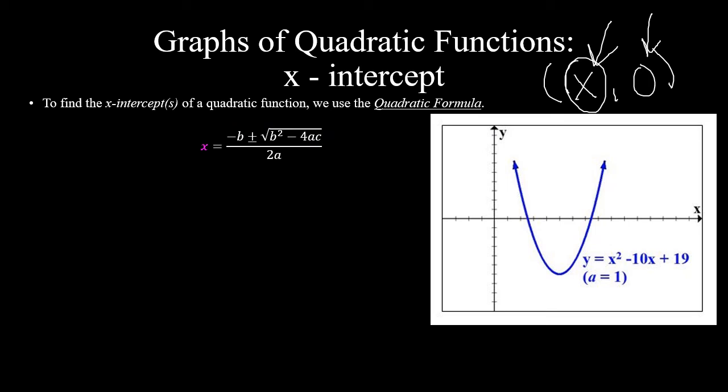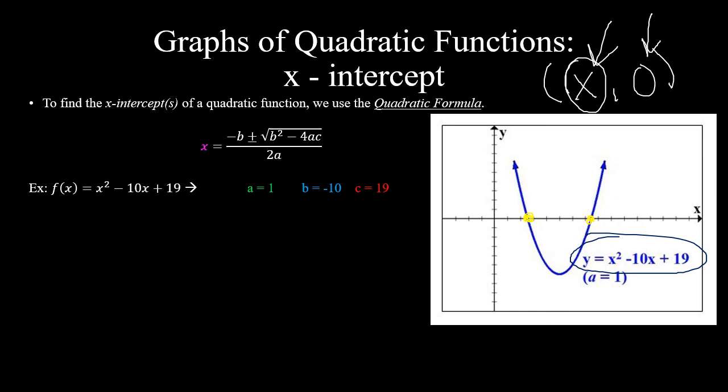When you are given a quadratic function, the first thing you should do is look at those coefficients and say a equals this, b equals this, and c equals this. So again, let's look at the function we've been looking at this entire time: y equals x squared minus 10x plus 19. Let's find those x-intercepts. We have two for this function, so we're looking for these two points.